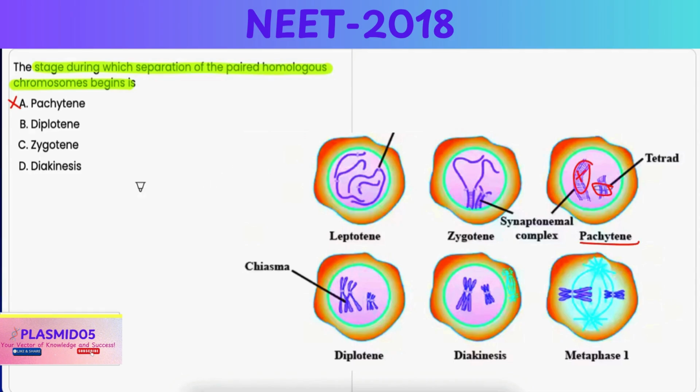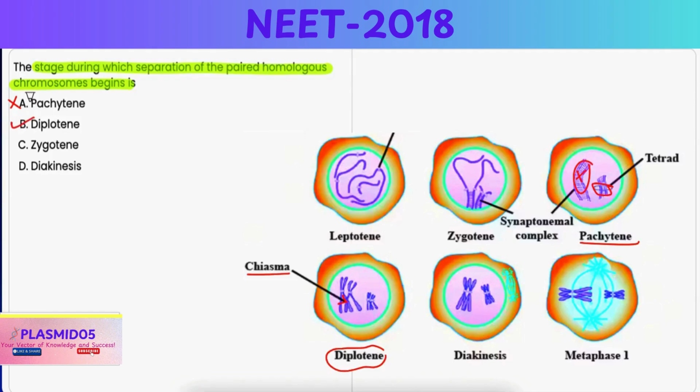Option B, diplotene. Now, diplotene is the stage when paired homologous chromosomes begin to separate. And this separation occurs due to the dissolution of the synaptonemal complex. But the homologous chromosomes remain connected at points which are known as chiasmata. Hence, it is the correct option.